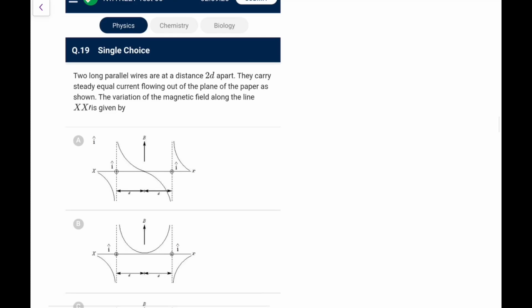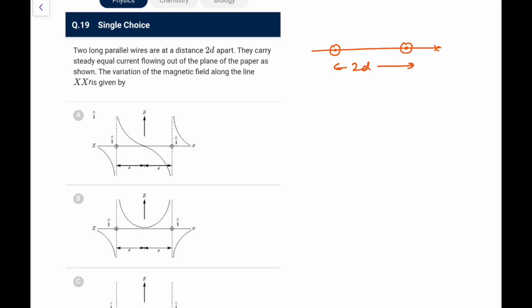Next one. Two long parallel wires are at a distance 2D apart. They carry steady equal currents flowing out of the plane of the paper as shown. So like this, it is coming towards me, and this is also coming towards me. They are at a separation 2D. The variation of the field along the line is. So first of all, if we look at a point like this, because of both, the field would be upwards.